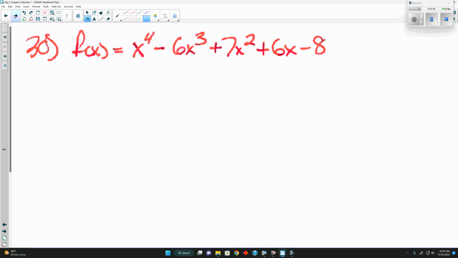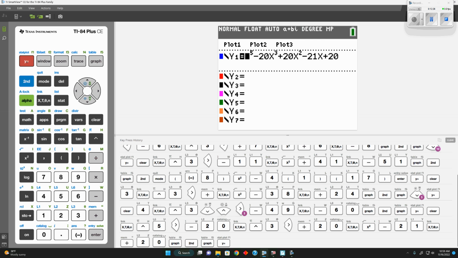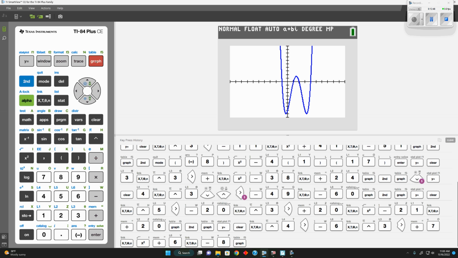So the next equation we have is x to the 4th minus 6x cubed plus 7x squared plus 6x minus 8. How many solutions should we have? 4. So let's go on and graph it and see what we get. So we can say y equals x to the 4th minus 6x to the 3rd plus 7x squared plus 6x minus 8. And once we type the function in, we can hit graph, and we get this here.